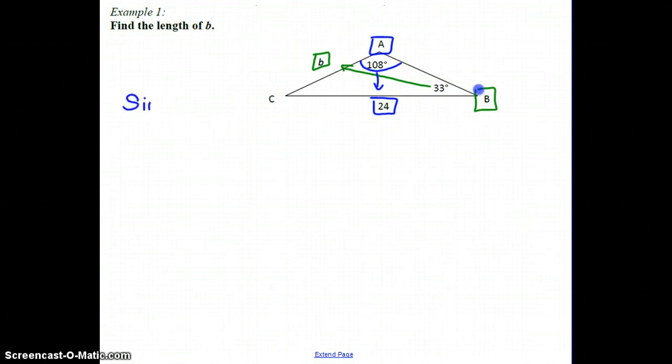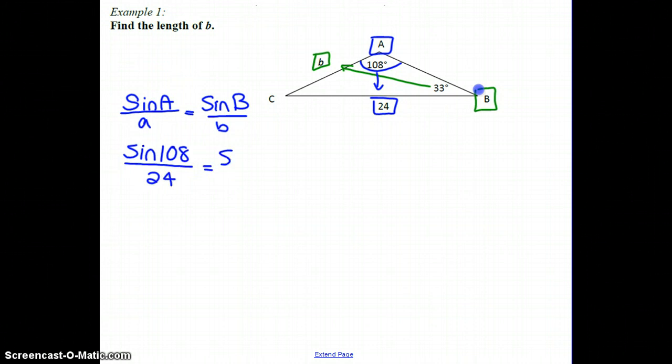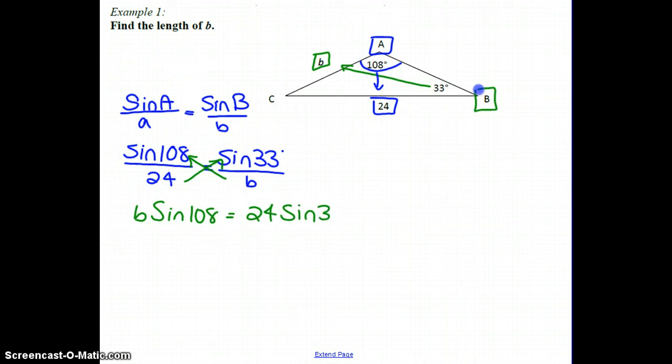So here we're going to go sine capital A over small a equals sine capital B over small b. Capital A is 108 degrees, so we have sine 108. Small a is 24. Sine capital B is 33 degrees. Little b is unknown. Now I know everybody here can cross multiply, so that's exactly what we do. We get b times sine 108 equals 24 times sine 33.